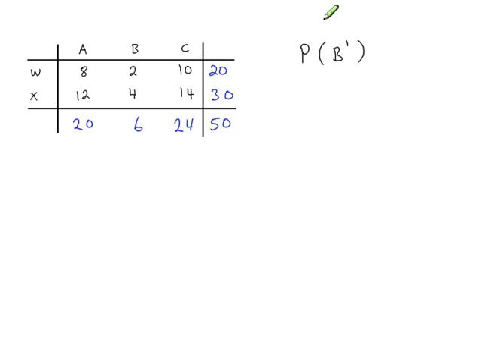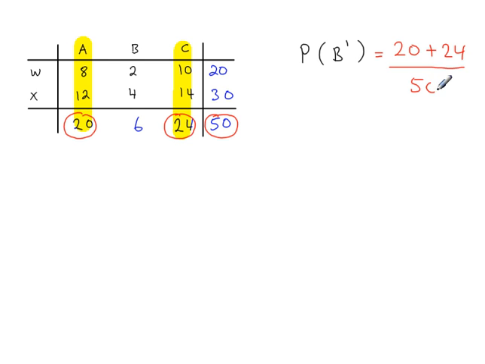The probability that event B does not happen. B is in a column, so the other columns representing the other events are A and C. So the probability that event B does not happen is 20 plus 24 out of 50.